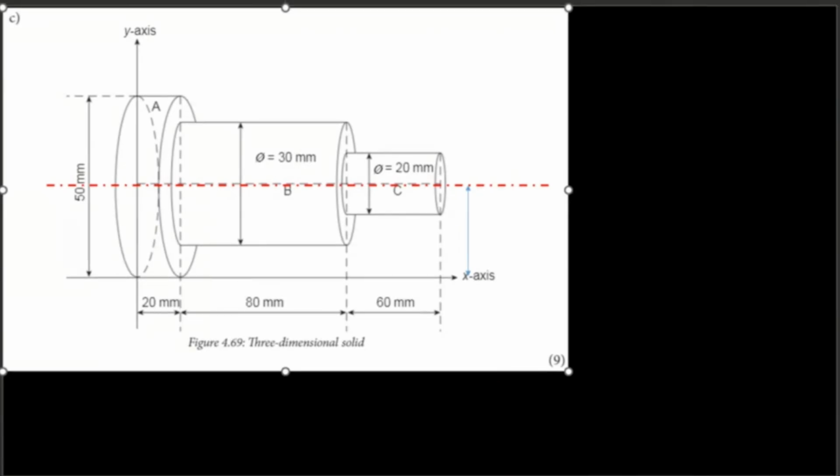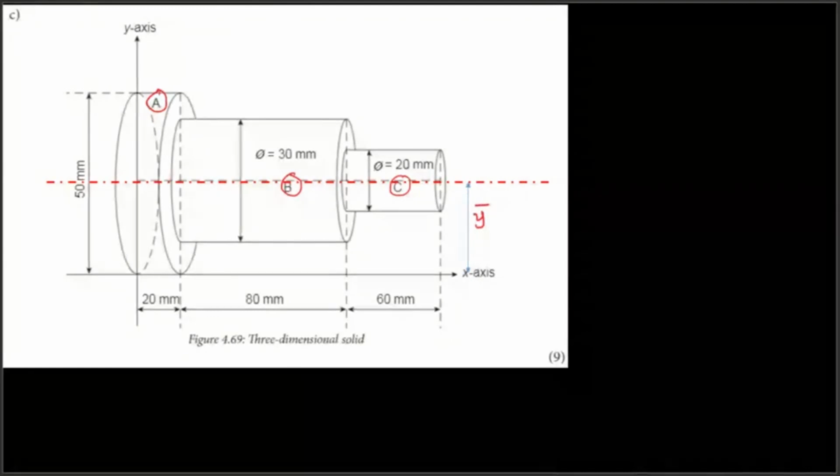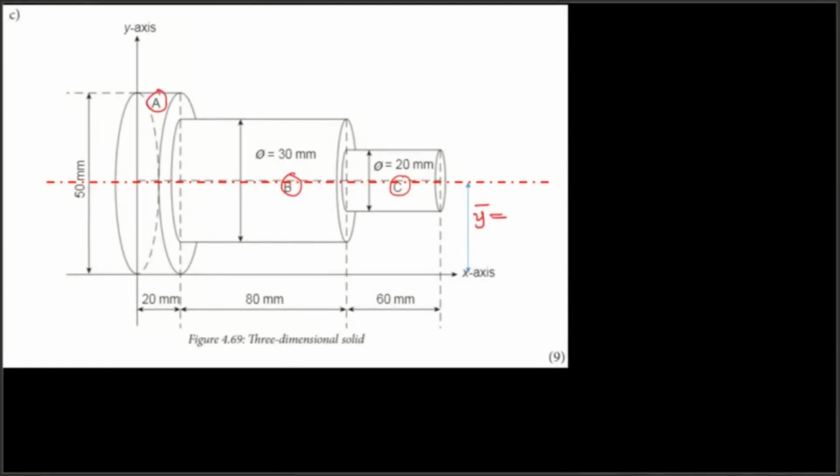Let me just give you a clue. We have cylinder A, cylinder B, and then cylinder C. They will all have the same Y bar coordinate, the common Y coordinate, which is 25 millimeters. So the only thing you have to do here is to find the moment of volume about the Y axis of rotation, so that you'll be able to get your X coordinate.